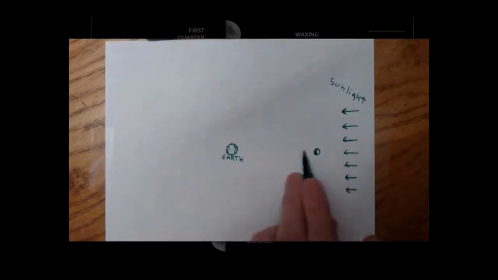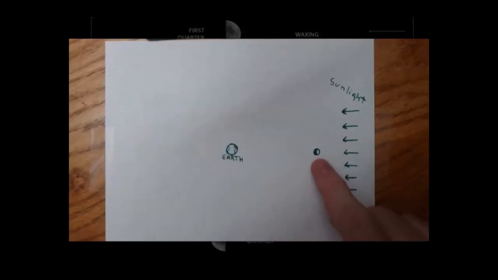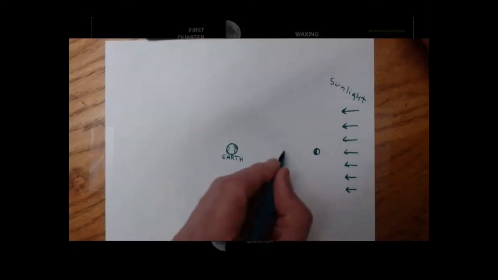Well, what would we see from Earth? We would see nothing. It would be in shadow. Plus, that's where the sun would be during the day. You'd be looking right at the sun. Now, if they're actually totally lined up and the moon was covering the sun from our perspective, that's what's called a solar eclipse. Usually, they don't line up that perfectly. So what we have here then is a new moon.